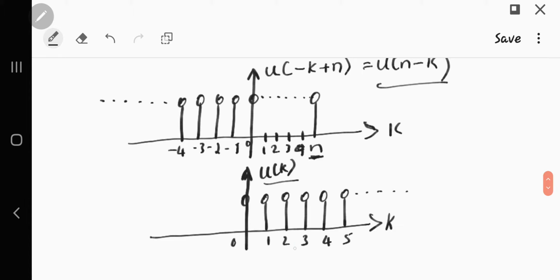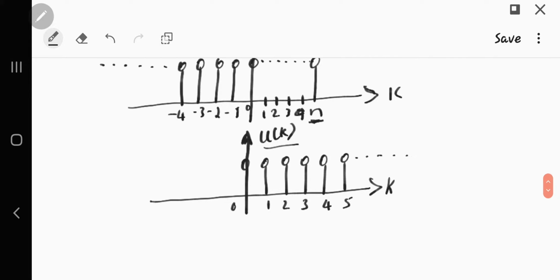So if you multiply with that u of k, only the samples which come between 0 and n will be present, and they will be multiplied with the values of u of k. If you take n value as 5, that means from 0 to 5 the samples will exist in u of n minus k, and only those are multiplied with the values of u of k. Above 5, whatever the values of u of k are, they will become 0, because after this there are no samples left.